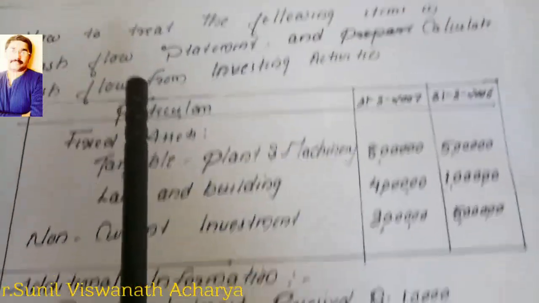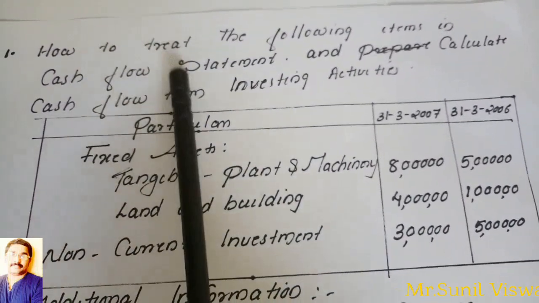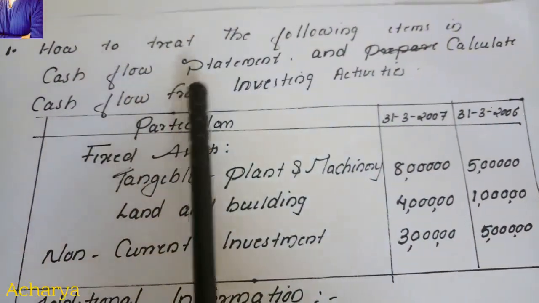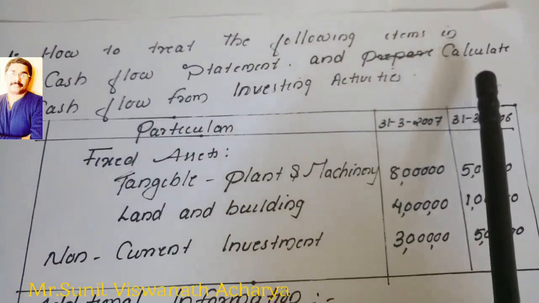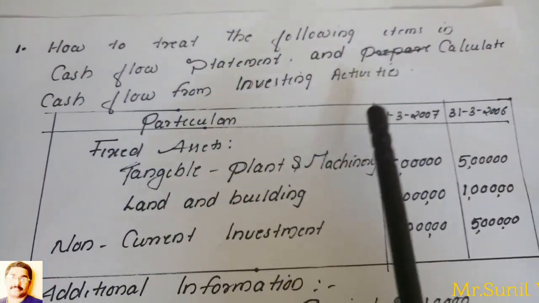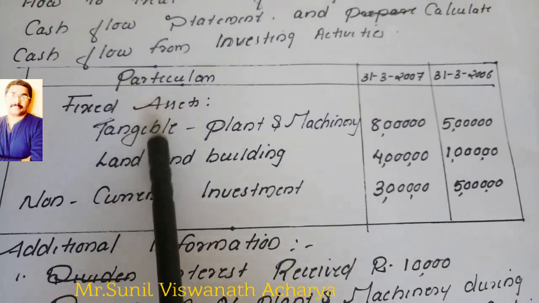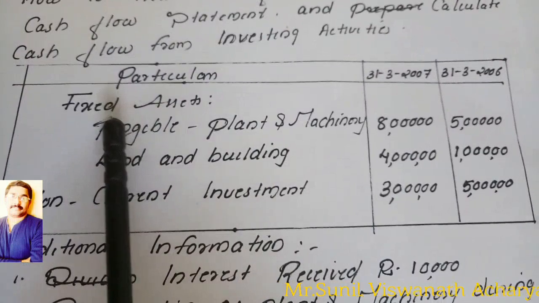Hi dear students, now we can take another example. See how to treat the following items in the cash flow statement and calculate cash flow from investing activity. Okay, see what items are given in the balance sheet. Some items extracted from the balance sheet of a company.